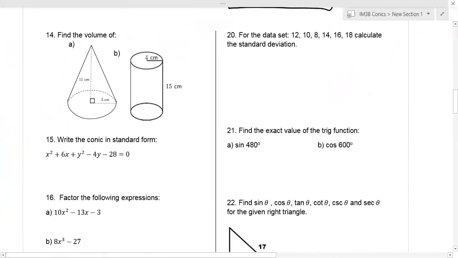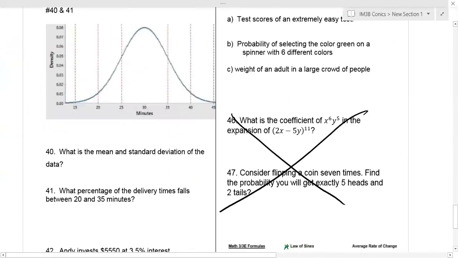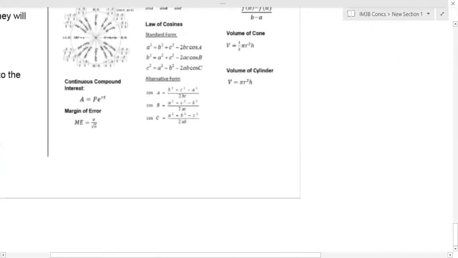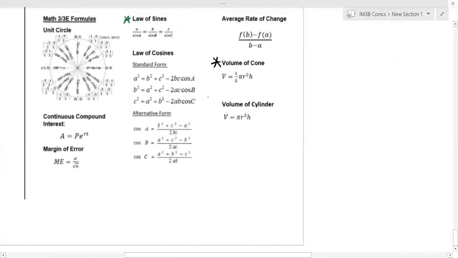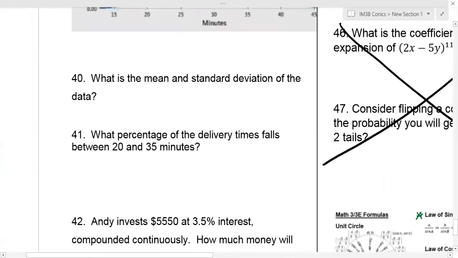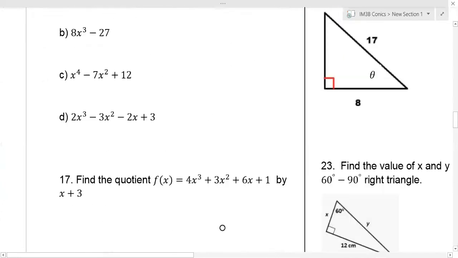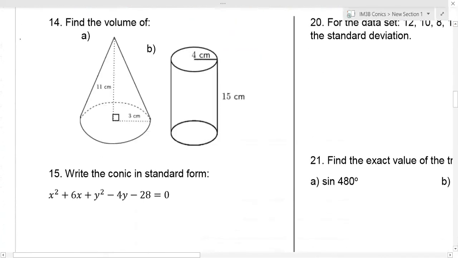Okay, so we got 2 more. We're looking for the volume of a cone and the volume of a cylinder. So if we refer back to our formula sheet, those are included for you. And again, these are the formulas that you'll have on your test with you. It'll be a better copy where you can actually read the unit circle. But these are all the formulas you'll have. So for this problem, we need both of those formulas. So let's write them down next to the figures. This one is a cone, so it's 1/3 pi r squared h, and a cylinder is just pi r squared h.